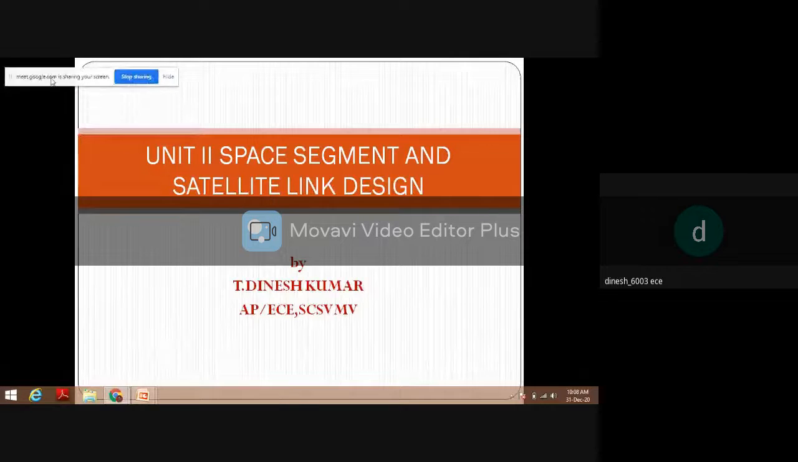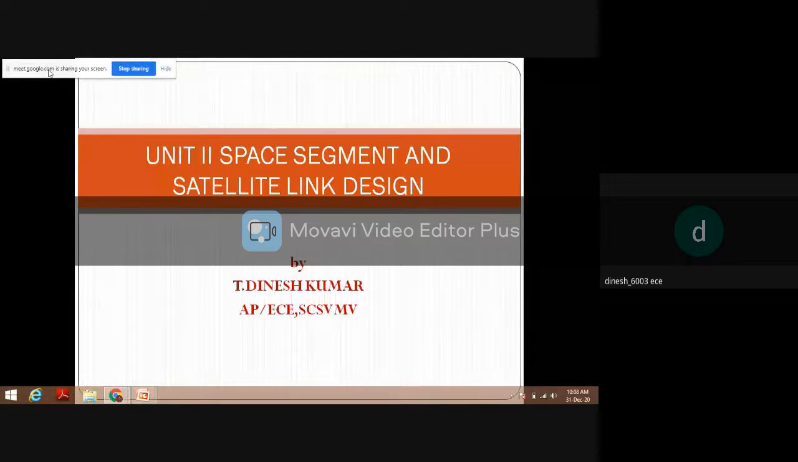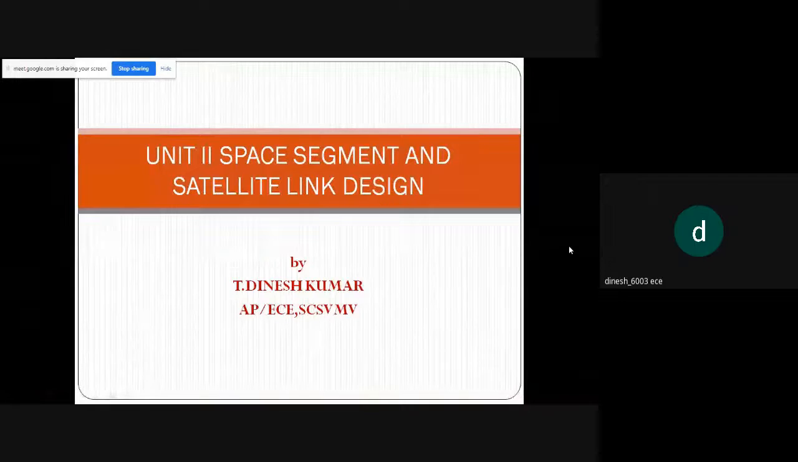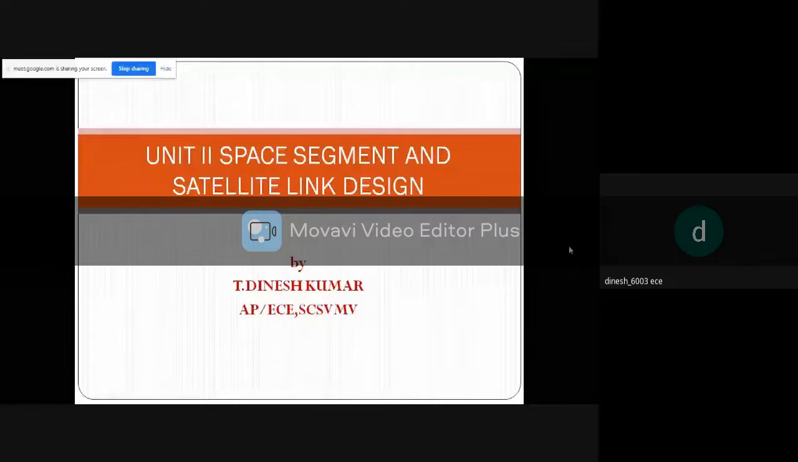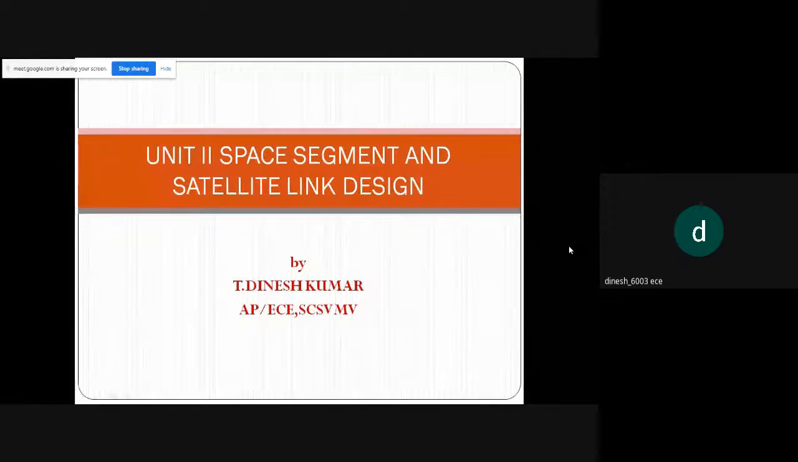So in today's presentation, I'm going to explain to you about the satellite communication unit number 2. This unit is divided into two different parts. One is space segment and the second one is satellite link design. First of all, we'll see what a space segment is. This unit is entirely divided into two presentations.